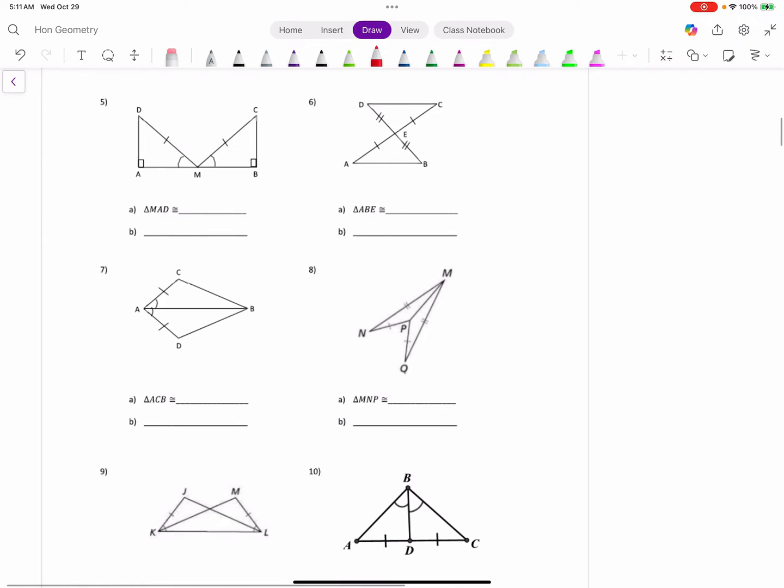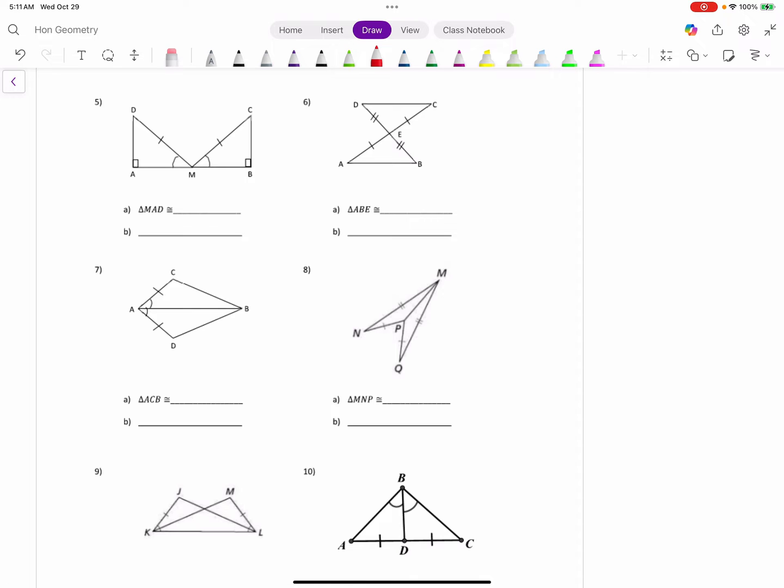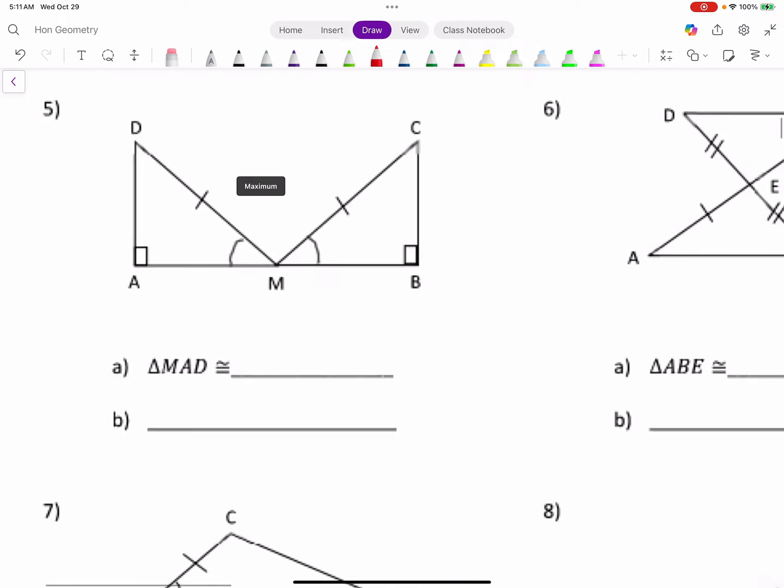Okay. All right. So here's what I would suggest. Stop the video and for 5 through 10, see if you can do the whole thing, and then come check my work and I'll talk about it.